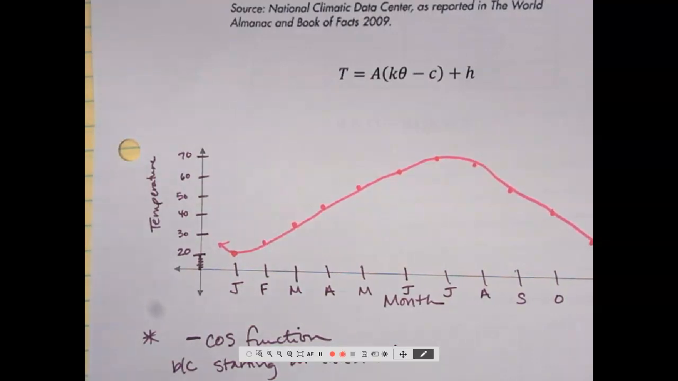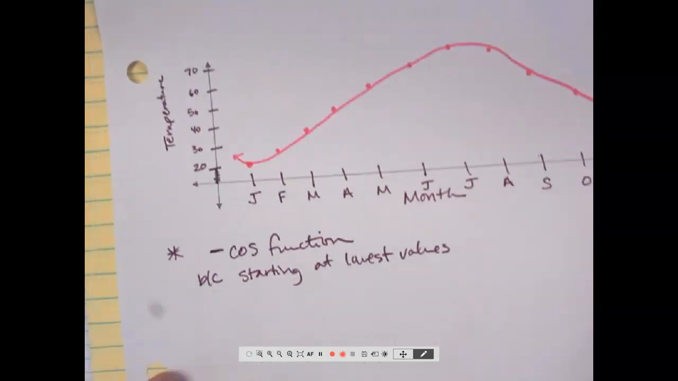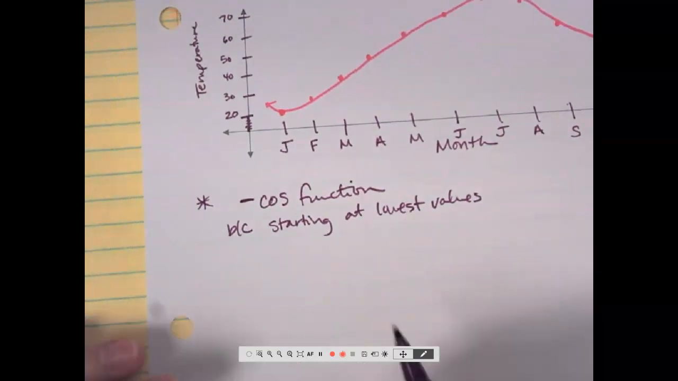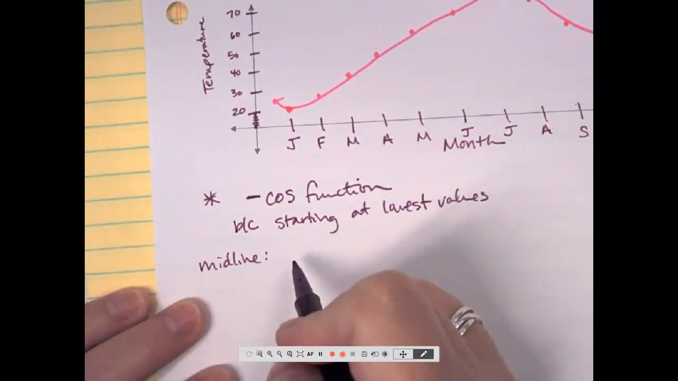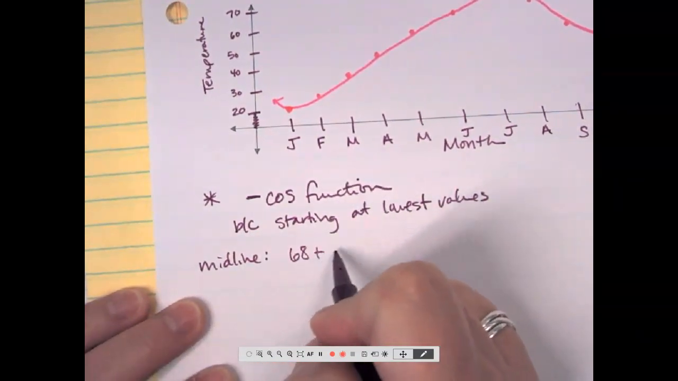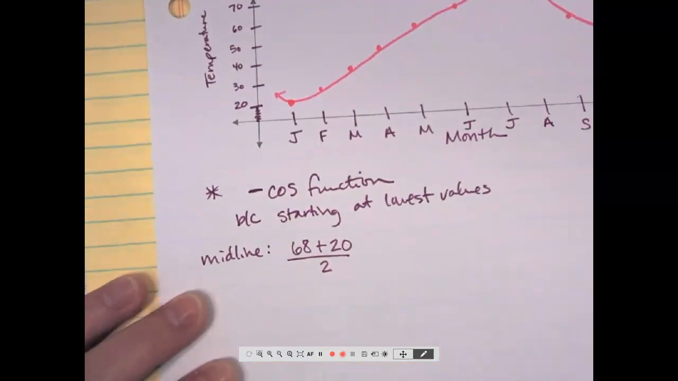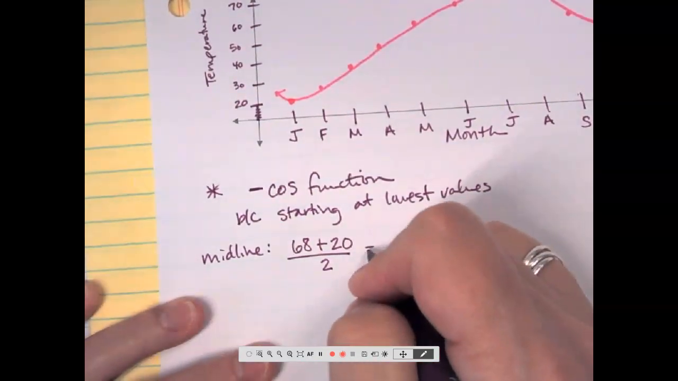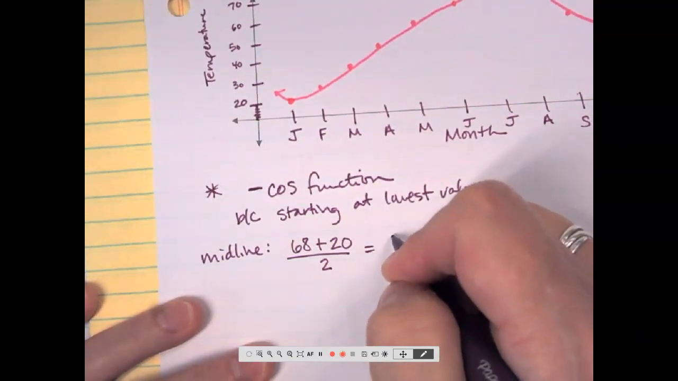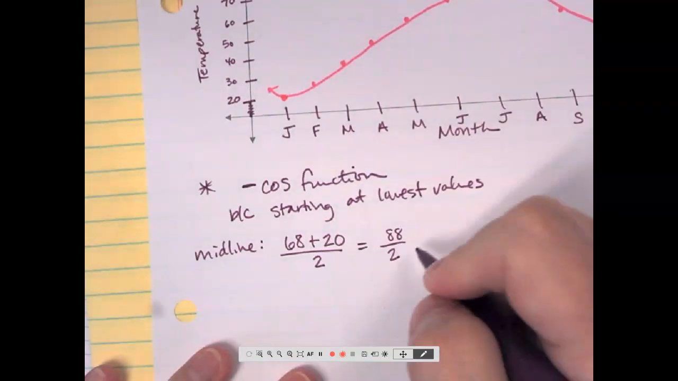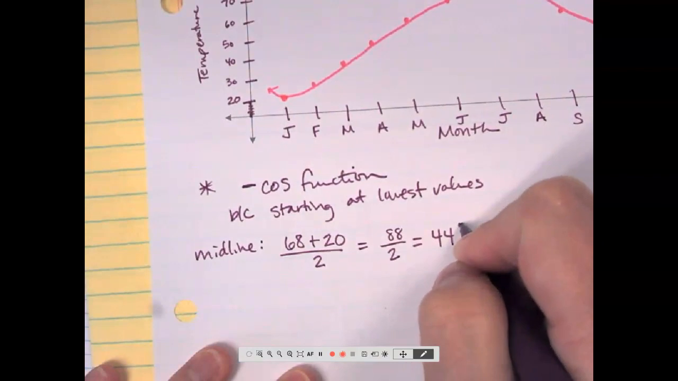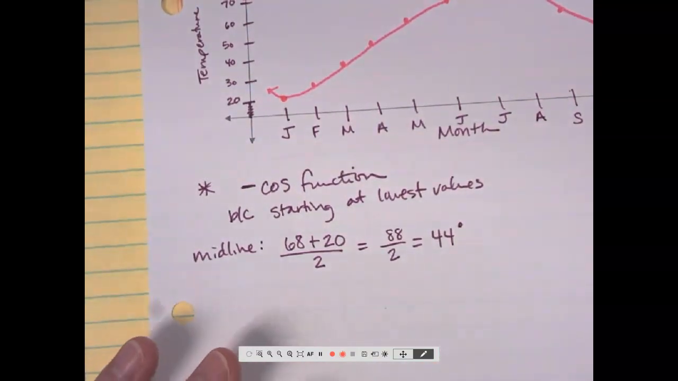I could add them all up and divide by 12, or we can just take the max and the min and do the same with that. Okay, so that's what I'm going to do, kind of like a little shortcut. Okay, so for the midline, I'm going to take the highest and the lowest and average them. Okay, so that's 140. Oh, no, it's not. That's 88. Divided by 2. Where did I get 140? Which is 44. So 44 degrees is the midline.